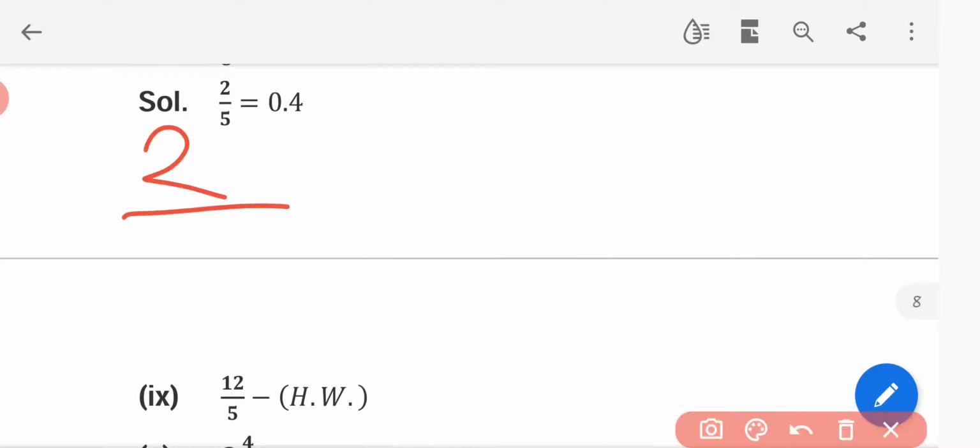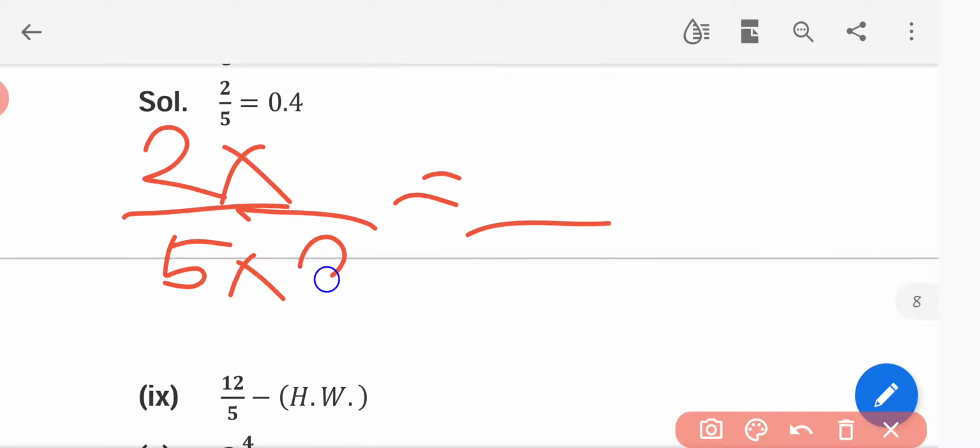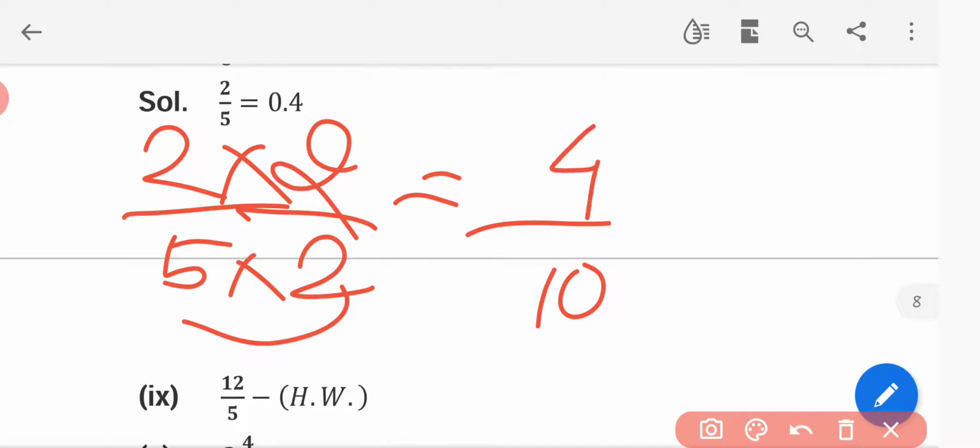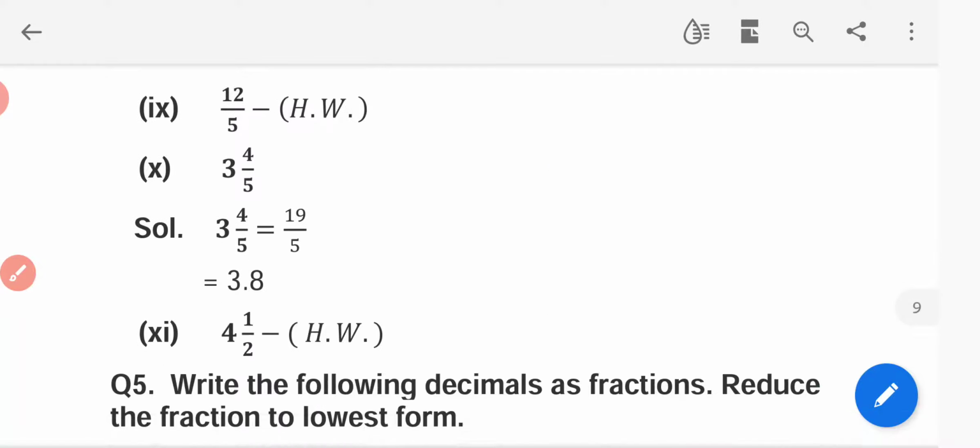Directly we have done. And if you want to change the denominator into 10, then by how much will we have to multiply the denominator? By 2. So 5 2s are 10, 2 2s are 4. So the answer will be 0.4. So you can solve this type of question by any of the methods as you like.